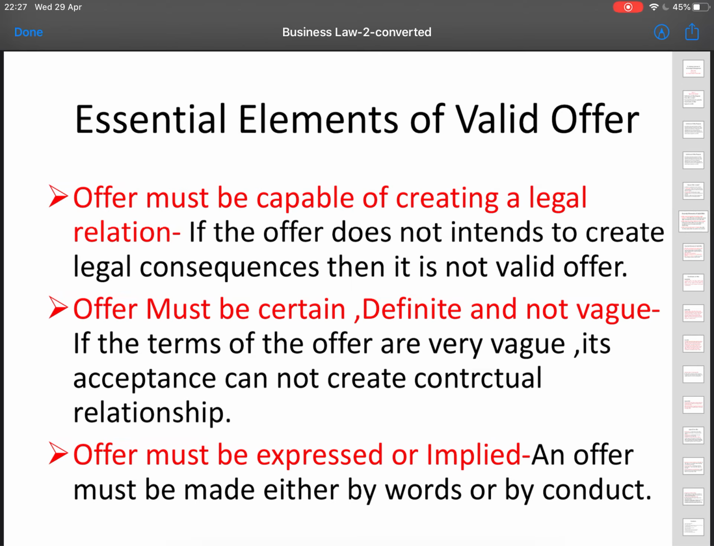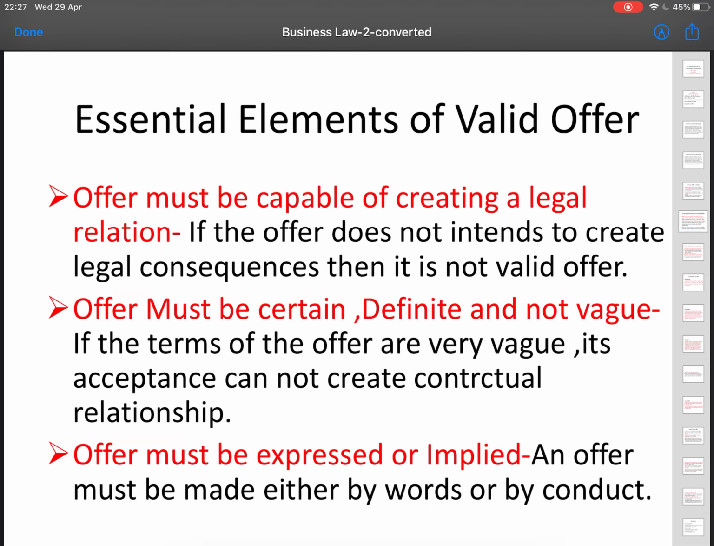If an agreement contains machinery for ascertaining a vague term, the agreement is not void on the ground of its being vague. For example, A offers to sell 100 quintals of oil. There is nothing about the oil, which type or which kind of oil he is intending to sell to B. So, the offer is not capable of being accepted as it is not certain.